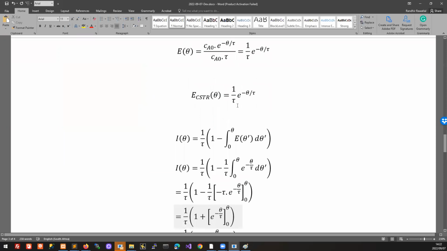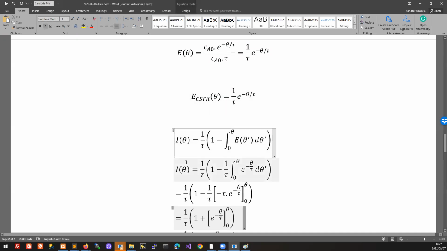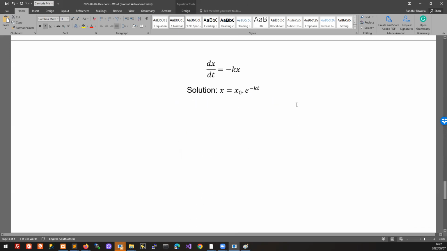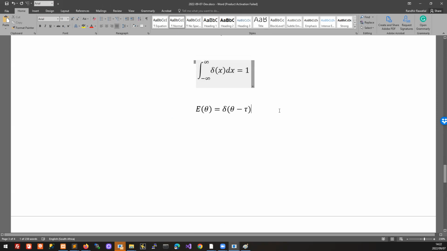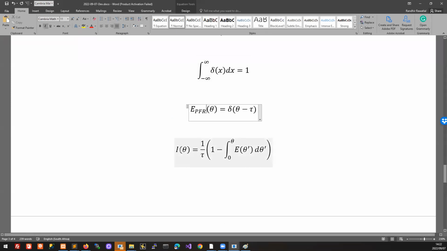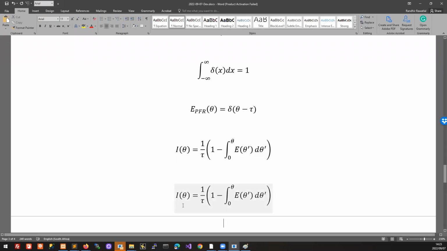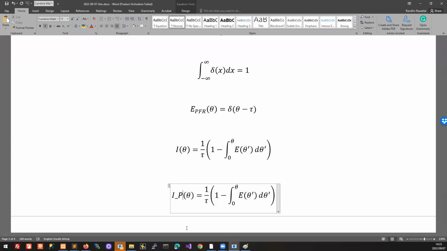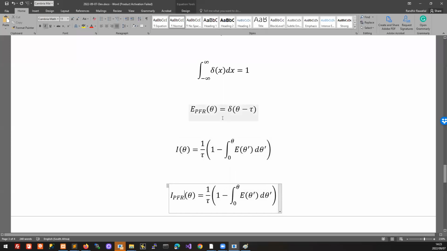Now let's look at calculating the internal RTD. Again, we have this nice relationship, and that relationship applies always. We said there were no assumptions there. We should just point out this is for the PFR. And so I for the PFR we get by substituting for E of the PFR here.